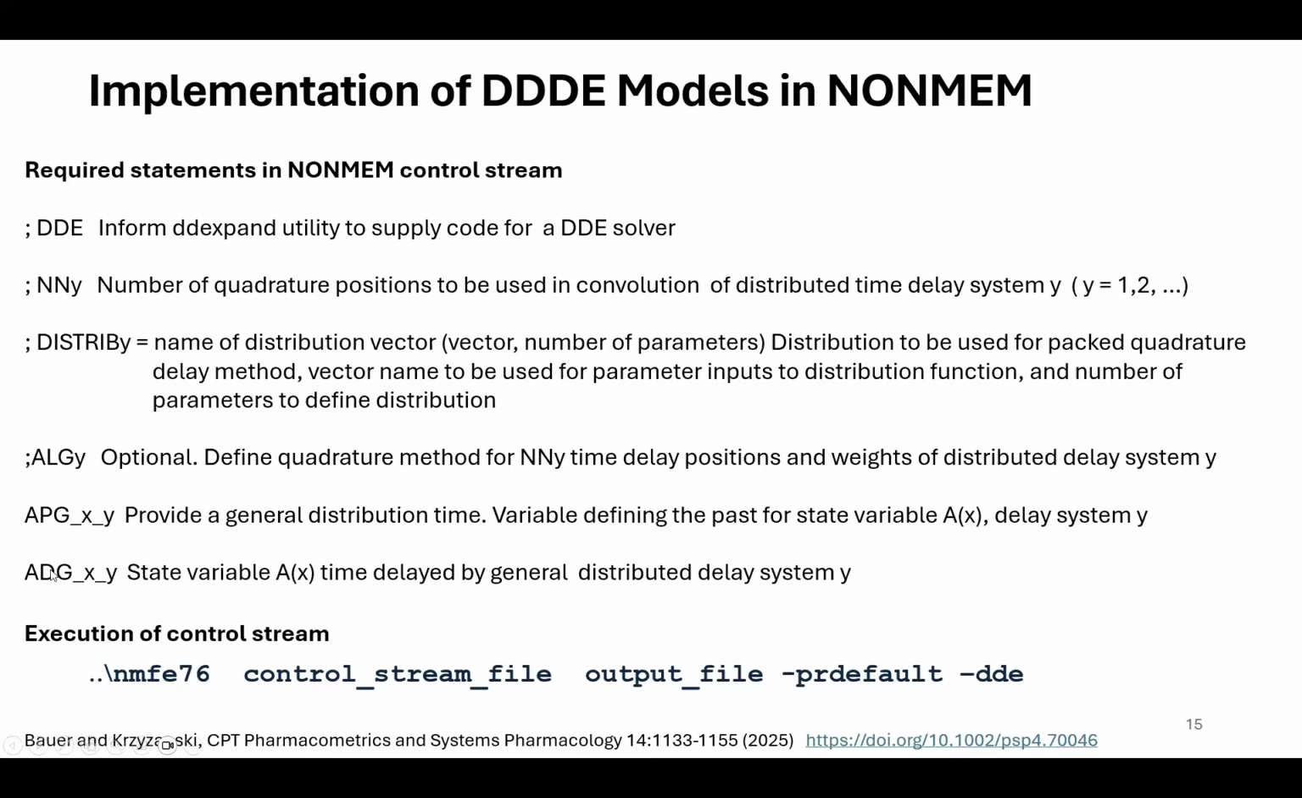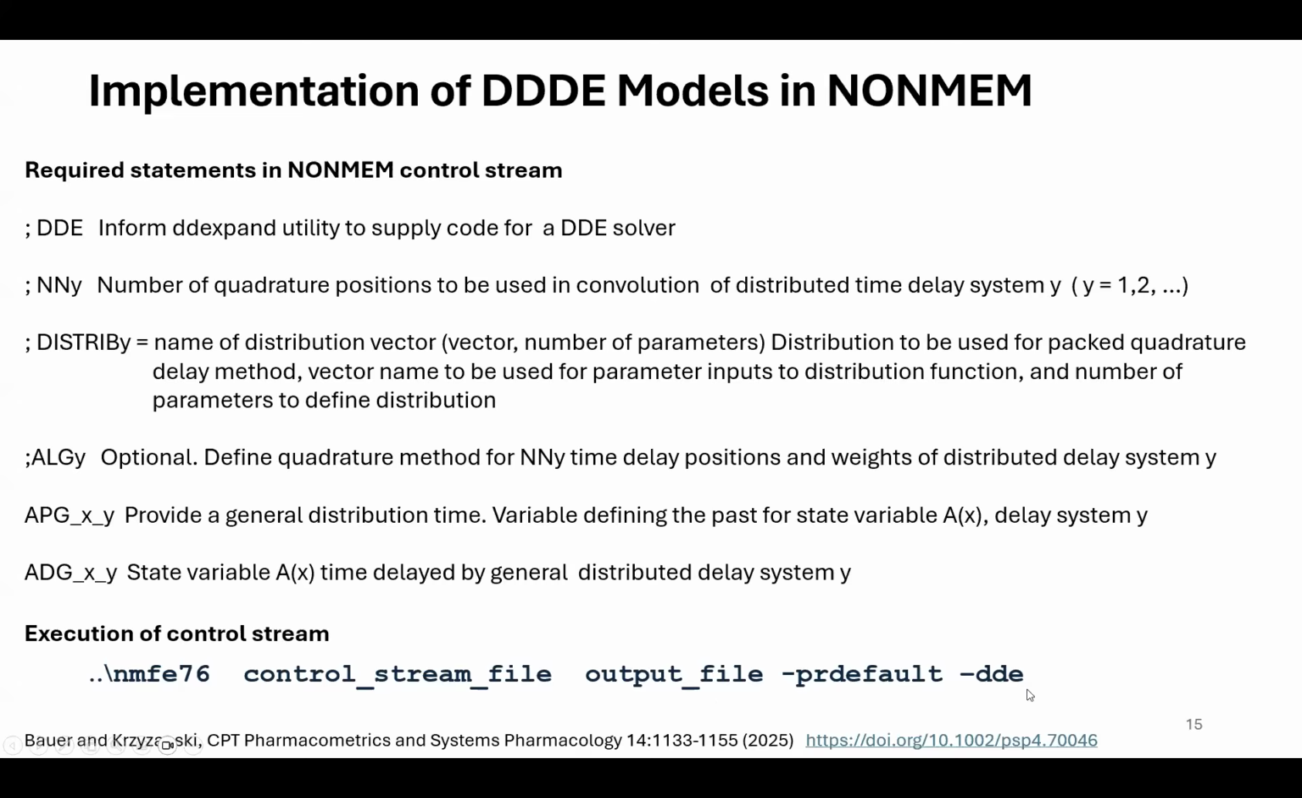And the actual convolution integral is denoted by this ADG X and Y variable. So you need to look out in your code for APG, ADG, and introducing those preliminary statements. And one more important thing, when you run such a NONMEM control stream, you cannot just run it as usual. You have to provide at least one additional argument, and that required additional argument is minus DDE, following the name of your control stream and the name of the output file.